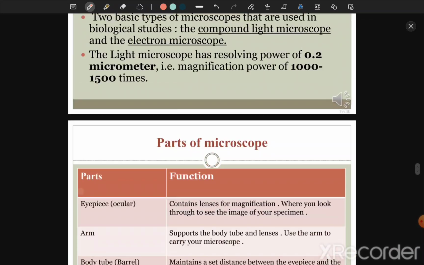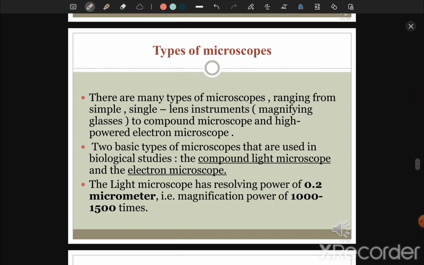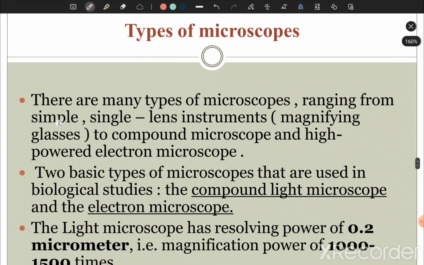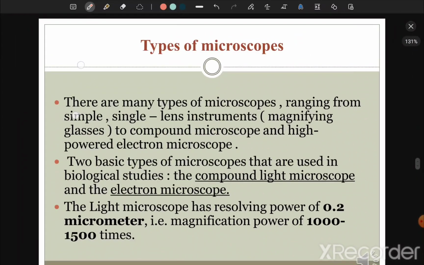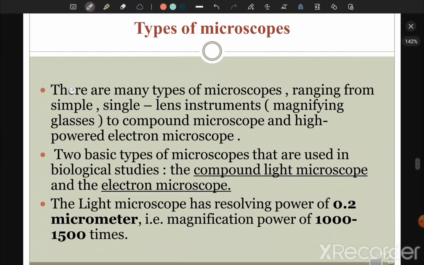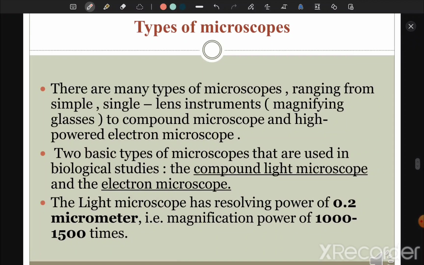You can see these are the different types of microscopes, and these are the different parts of the microscope. We will mention them, and we will mention the function of these parts. Regarding the first part, it is the eyepiece or the ocular part, which contains lenses for magnification, where you look through to see the image of your specimen.